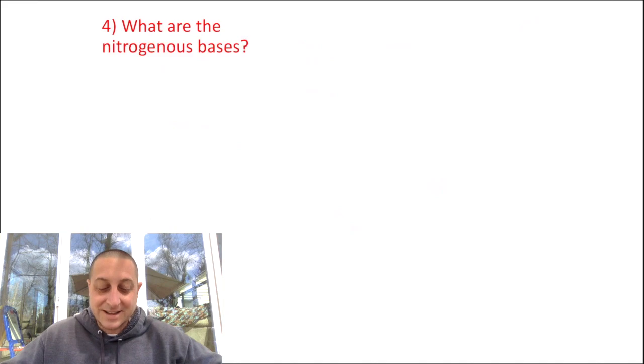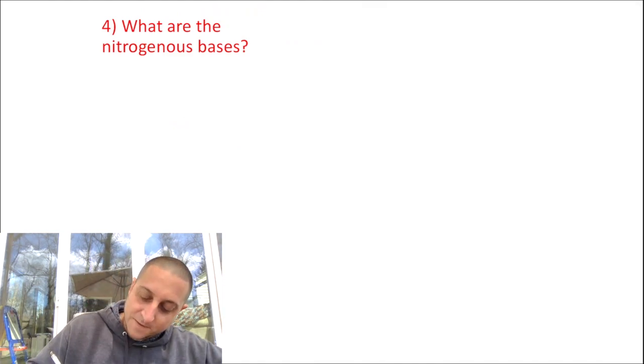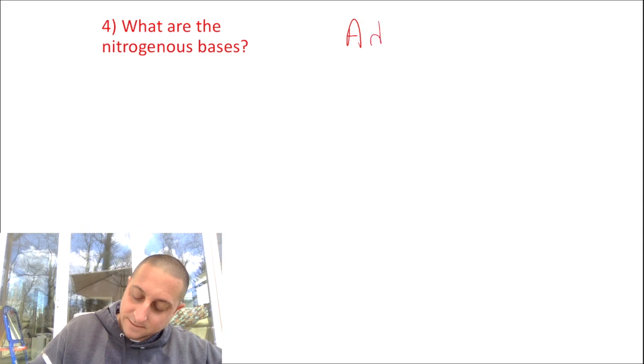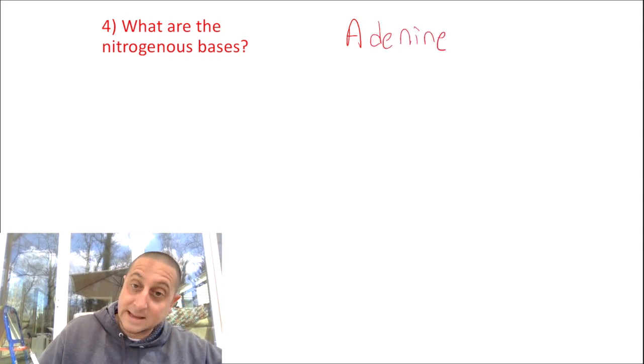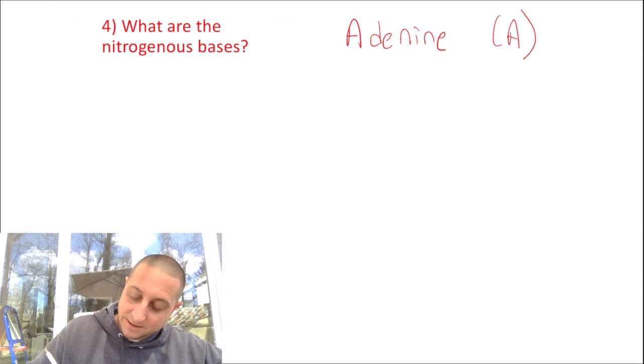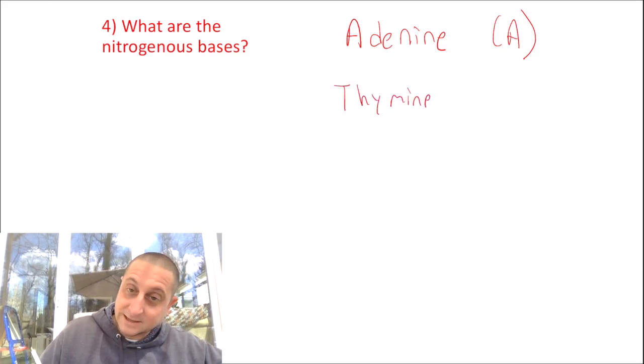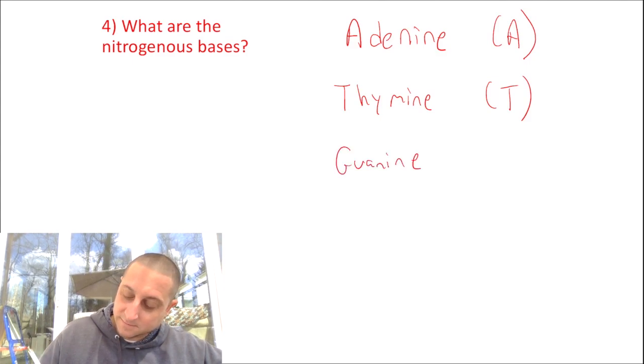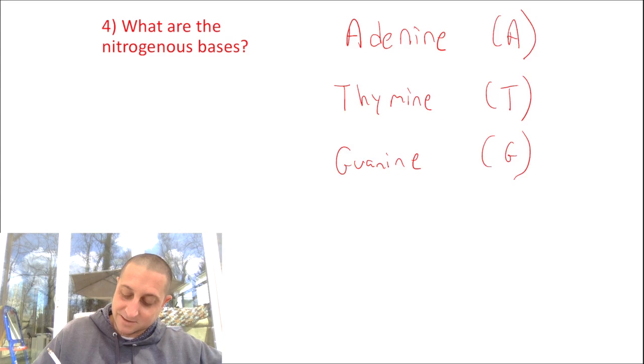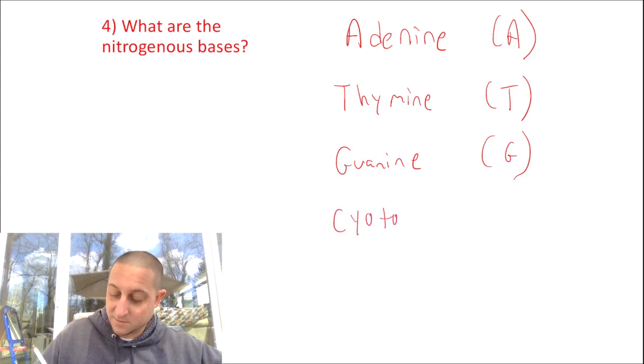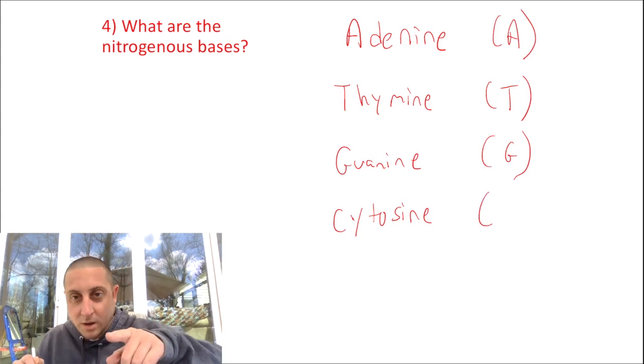All right, and then the last stuff over here, the nitrogenous bases. We have 4 of them. We have adenine, also known as A, thymine, also known as T, guanine, also known as G, and cytosine, also known as C.